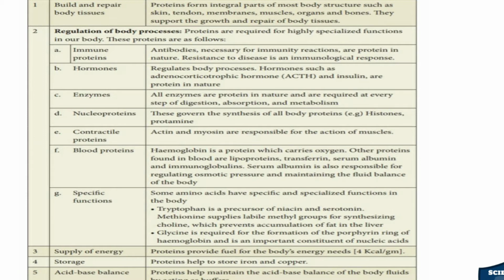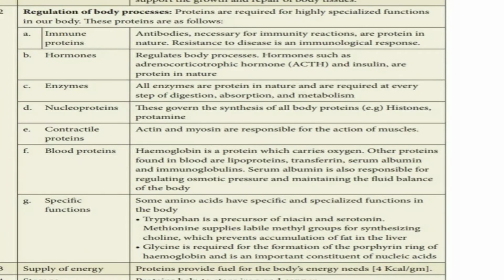The first and foremost function of proteins is body building and repair of body tissues. Next is regulation of body processes. So proteins are required for highly specialized functions in our body. So what are they? These are immune proteins. The antibodies which are providing immunity to our body are made up of proteins. If you want to fight against a disease or develop resistance to a particular disease, it is an immunological response, and these proteins are responsible for the production of antibodies.